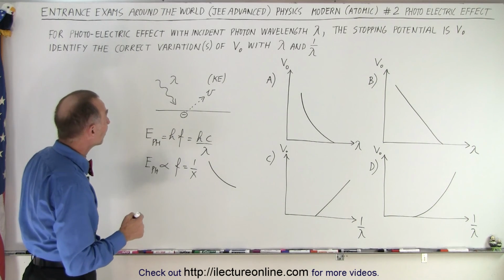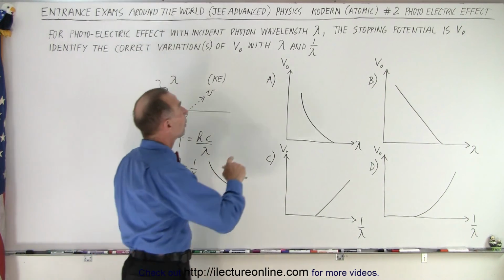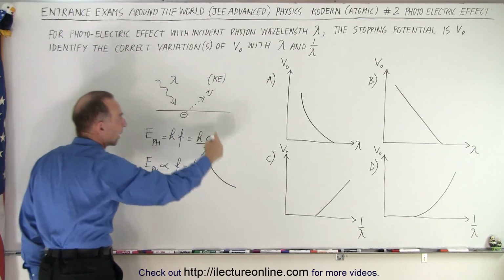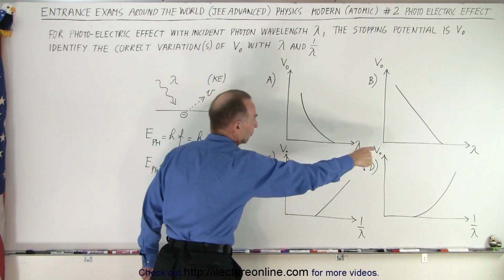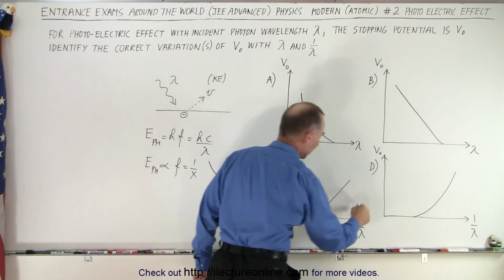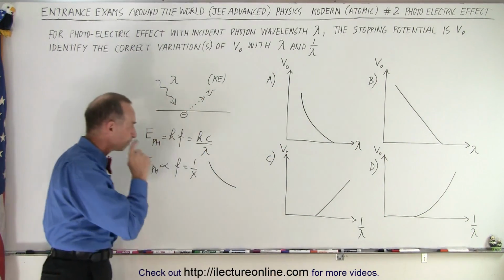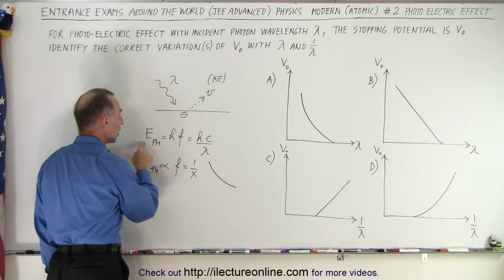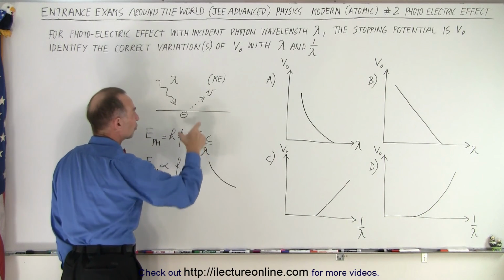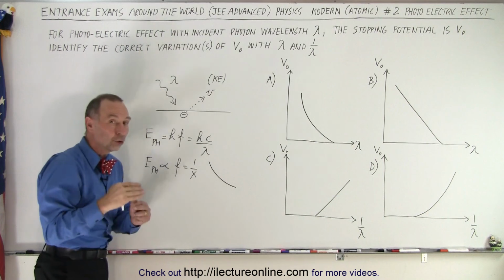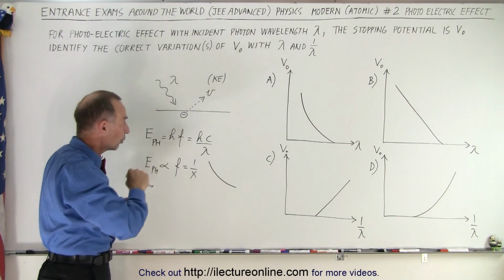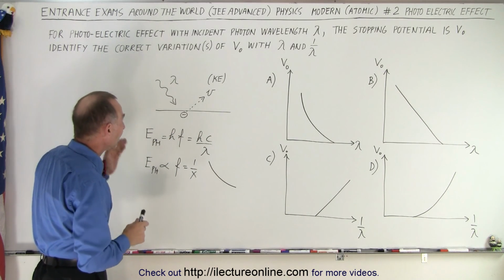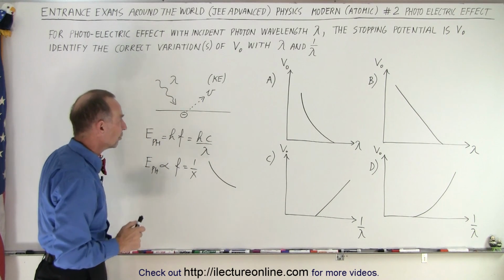Now we need to figure out, we're told that the stopping potential is V sub naught, and we're supposed to identify the correct variations between the stopping potential on the vertical axis and either lambda or 1 over lambda on the horizontal axis. If we're going to relate the energy of a photon and the stopping potential, the stopping potential is the energy required to stop the electricity going through the circuit that's energized by the electrons that are freed by the incoming photons.